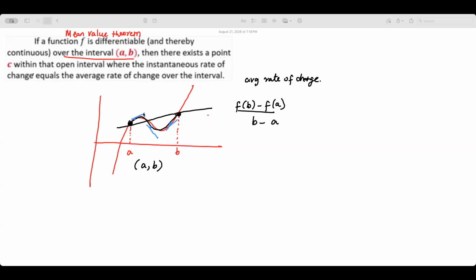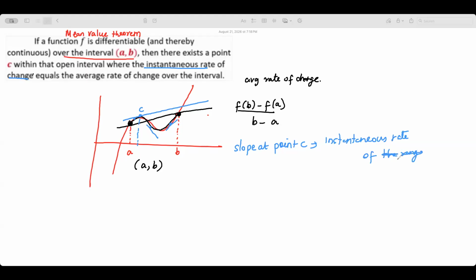But think about this point. Let me draw a parallel line that touches only one point on the graph. Do you see, guys? At this particular point C, this C point is between the open interval AB. So at this point, the slope at point C, what is that called? That is called the instantaneous rate of change at point C. Slope of the tangent is the instantaneous rate of change, right?